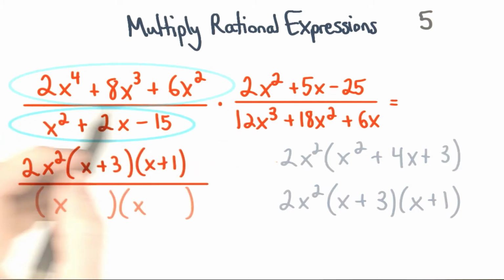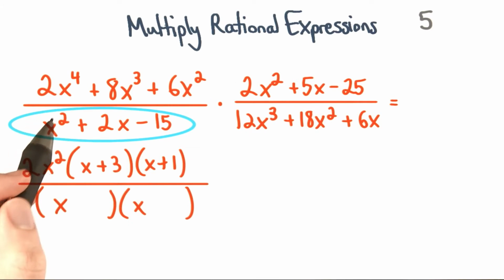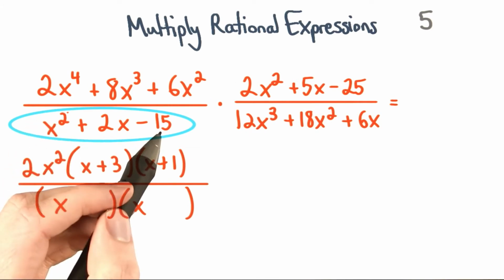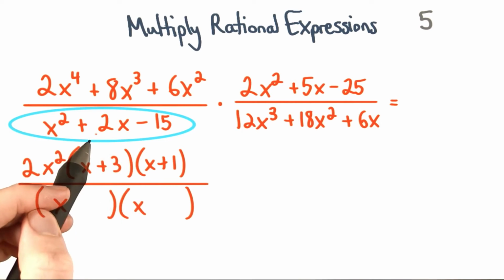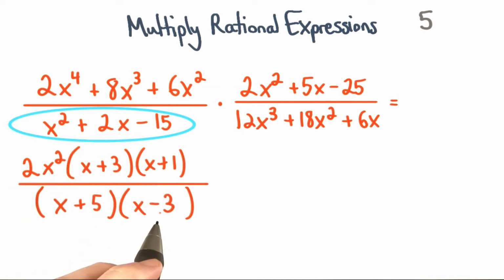If we don't find this greatest common factor, we won't be able to factor each of these and cancel our factors in the end. For this denominator, we have a coefficient of 1 in front of the x squared term, so we just want to find factors of negative 15 that add to 2. This would be positive 5 and negative 3.